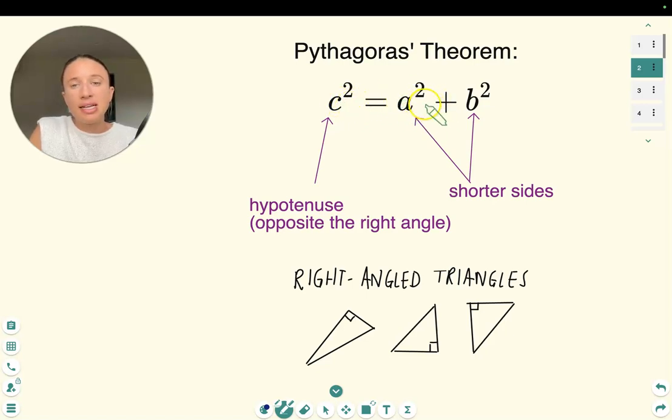C squared equals A squared plus B squared. So it's for right angle triangles, which look like this. The C in Pythagoras means the hypotenuse. A and B are the shorter sides. So what is the hypotenuse? The hypotenuse is opposite the right angle. So you can immediately label your diagrams like this. That would be C, opposite the right angle, hypotenuse. And the shorter sides are A and B in any order.